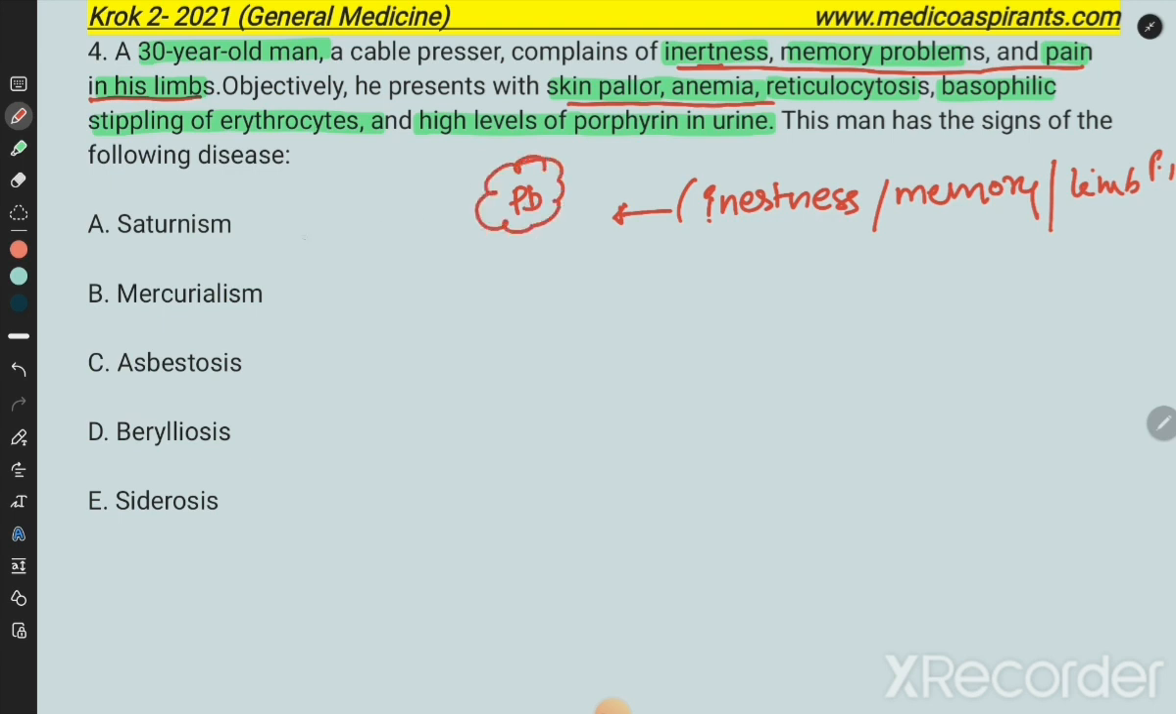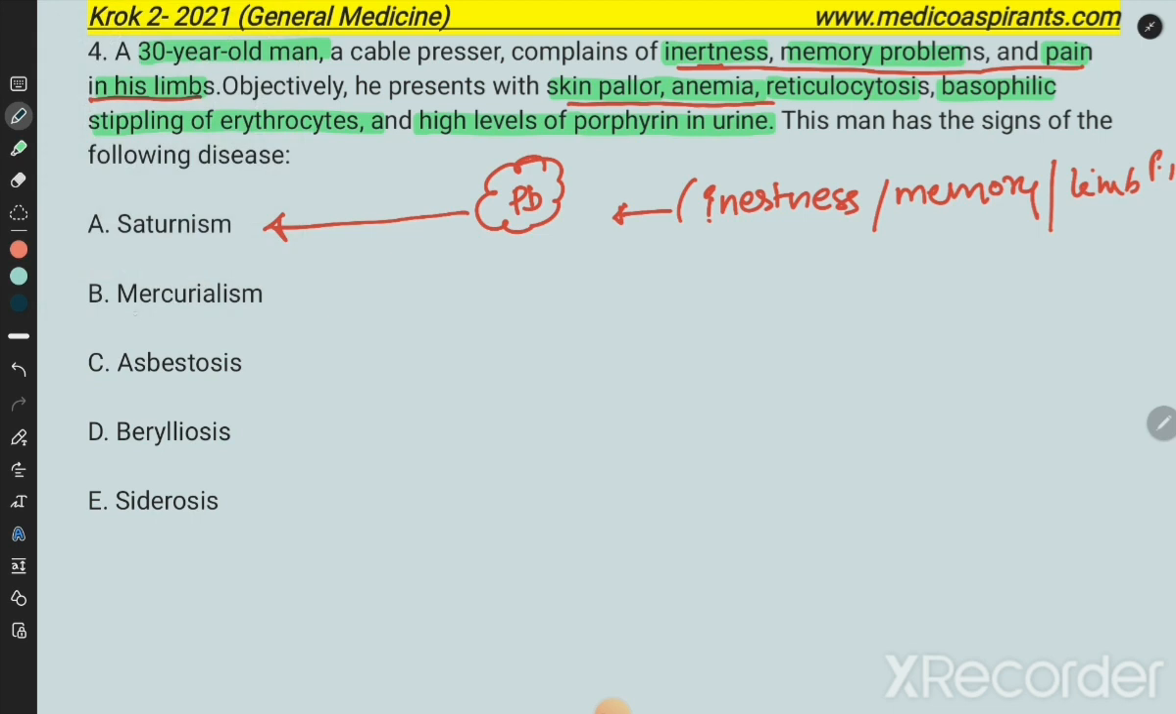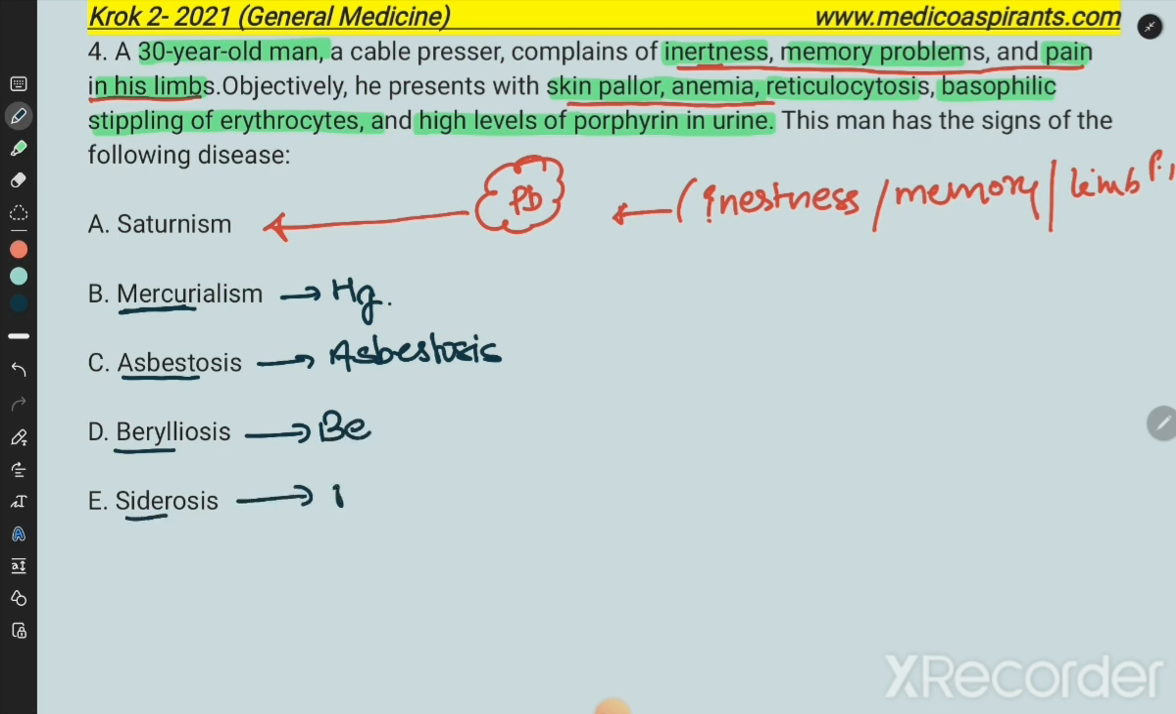which is also known as saturnism. Okay, so now let's see about the other options. In other options, the name itself, mercurialism, stands for mercury; asbestosis, asbestos itself; beryllium; sideroblastic, where there is iron involvement. This one is actually lead, which is saturnism.